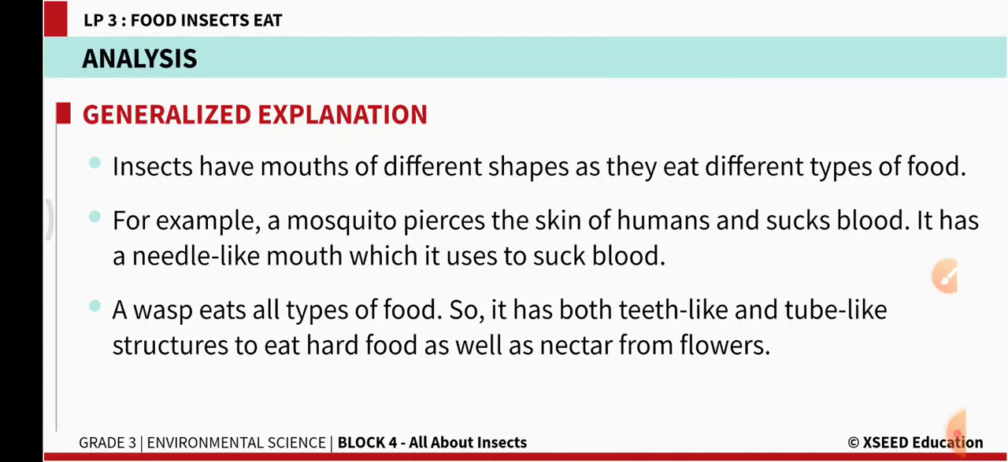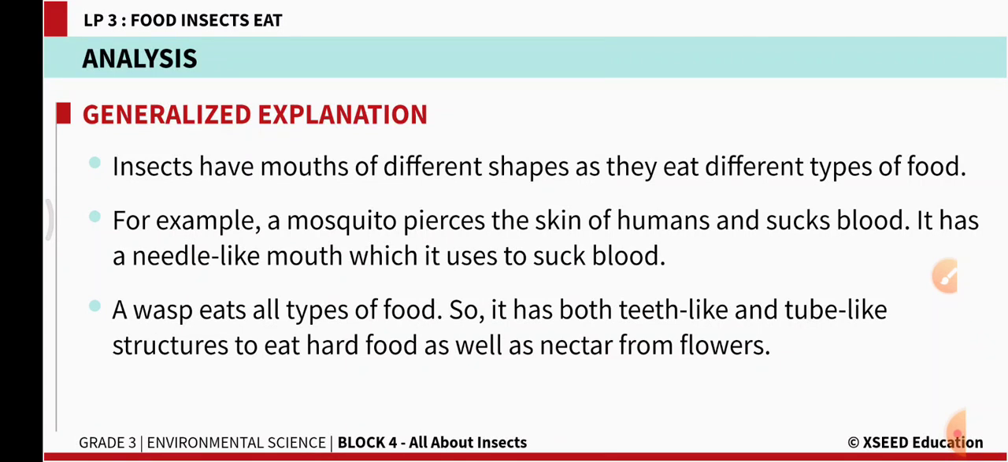So let us continue. Insects have mouths of different shapes as they eat different types of food. For example, a mosquito pierces the skin of humans and sucks the blood. It has a needle-like mouth which it uses to suck blood. Yes, we all know that whenever a mosquito bites us, we feel as if someone pierced us with a needle. Why? Because the mosquito has a needle-like mouth.